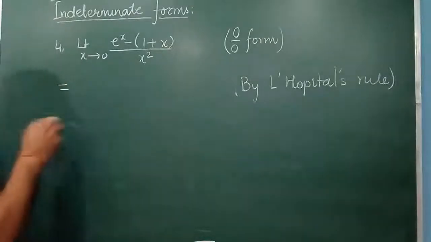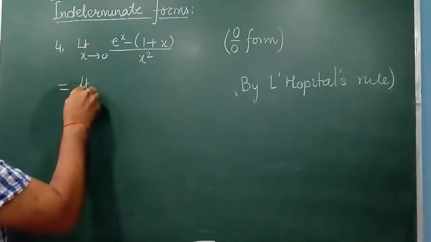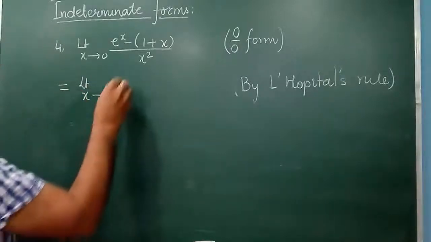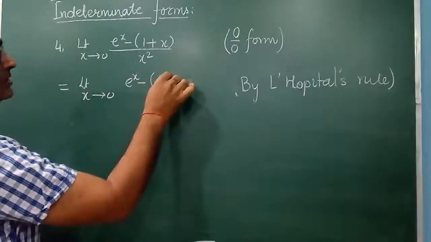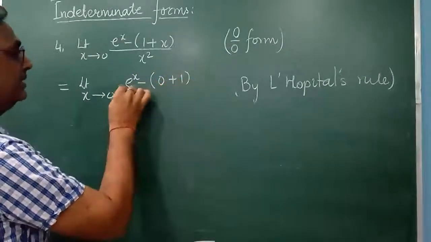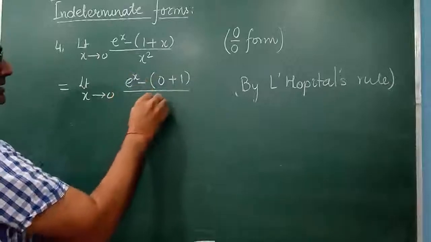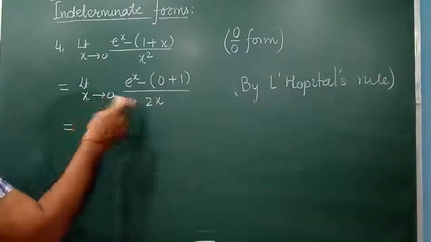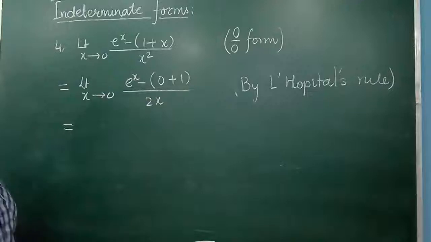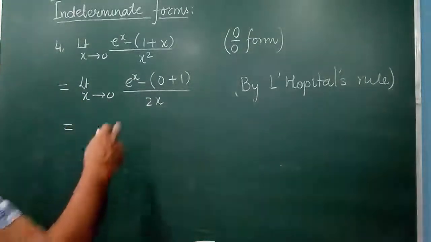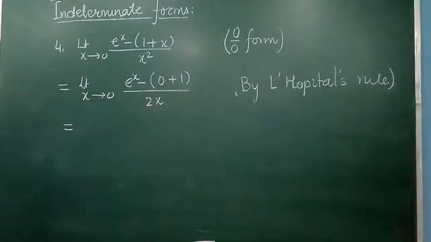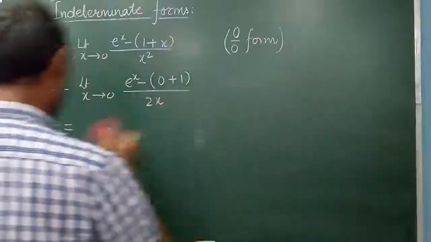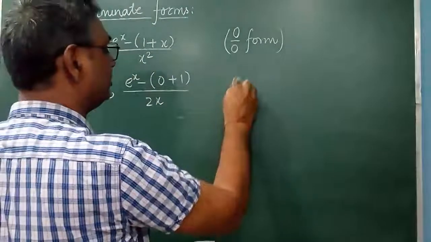We can differentiate the numerator. e to power x differentiation is e to power x, minus 1 differentiation is 0, x differentiation is 1, upon 2x. Now if I put the value here in the denominator, I will again get 0, and on the upper side I will be getting 1 minus 1, 0. So again I will write 0 by 0 form.